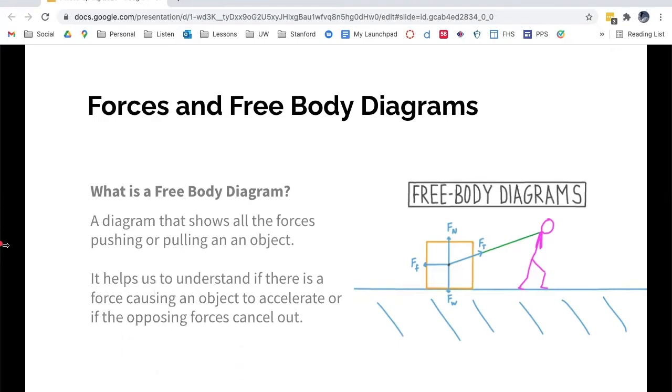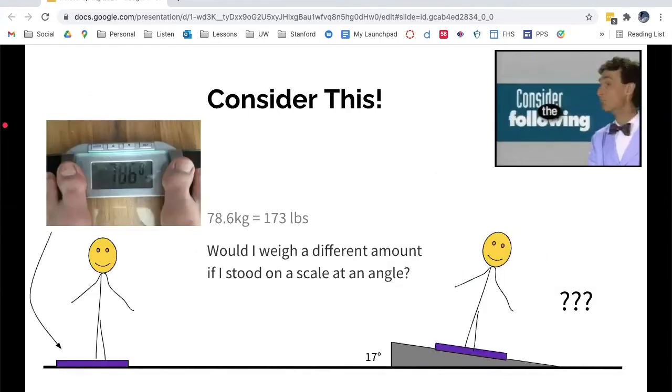So a free body diagram is a picture. It's a diagram that shows all of the forces acting on one object, all of the forces that are pushing or pulling on that one object. And it helps us to understand if the object will accelerate or if the opposing forces on an object will cancel each other out. So before we get into it, I have a question for you.